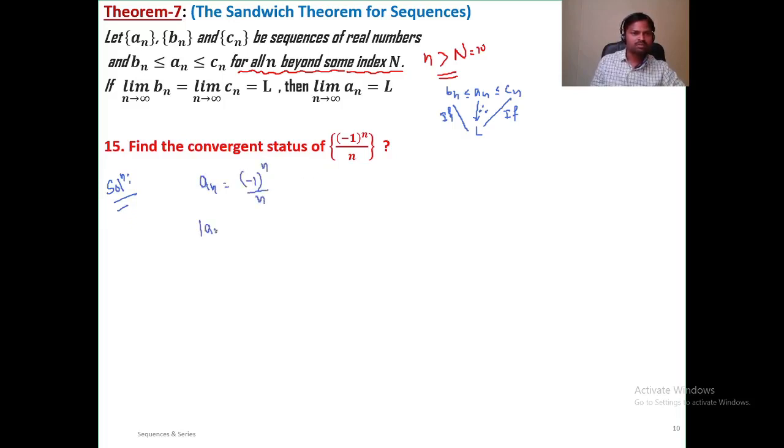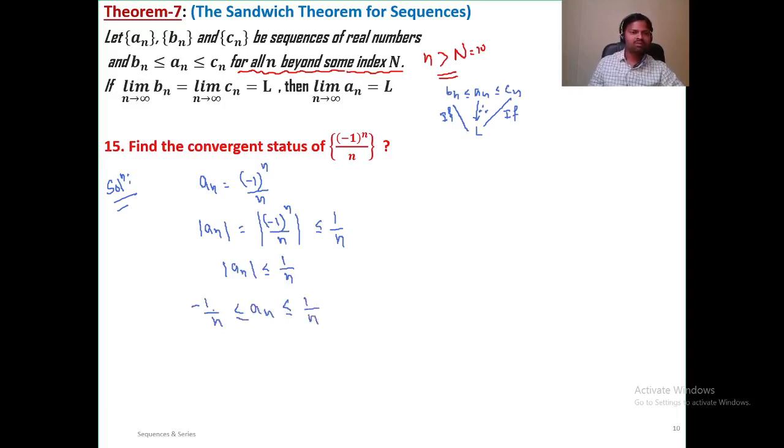Now I take the modulus on both sides. The modulus of minus 1 to the power of n divided by n is less than or equal to 1 by n, because the numerator is minus 1 or plus 1, so 1 will always be the supremum. The numerator is less than or equal to 1, and the denominator stays n. Since n belongs to the natural numbers, there is no need to keep the modulus. So the modulus of an is less than or equal to 1 by n. Why I am doing all this, you will understand. Then remove the modulus: minus 1 by n is less than an is less than 1 by n. Now, what is the lower bound?